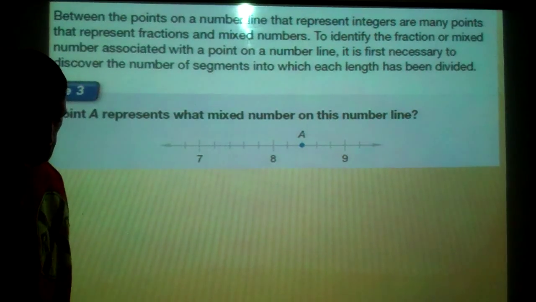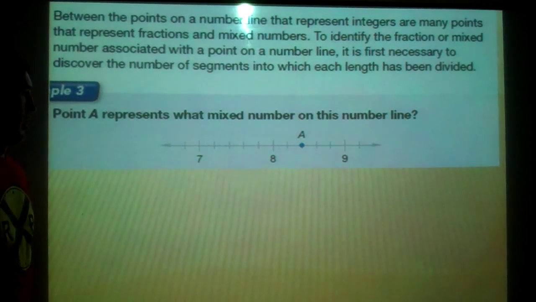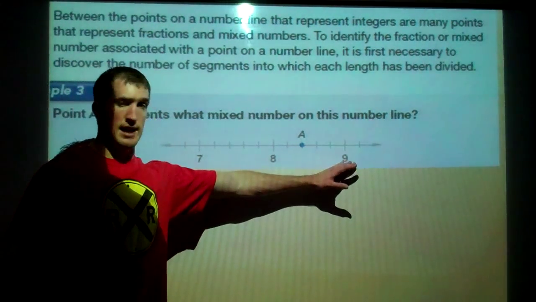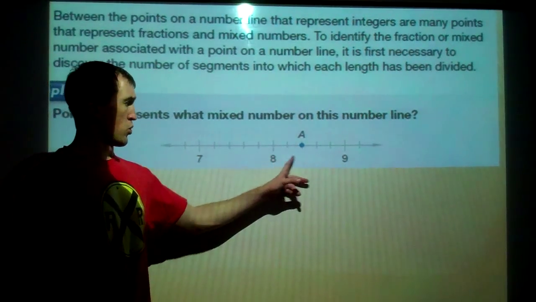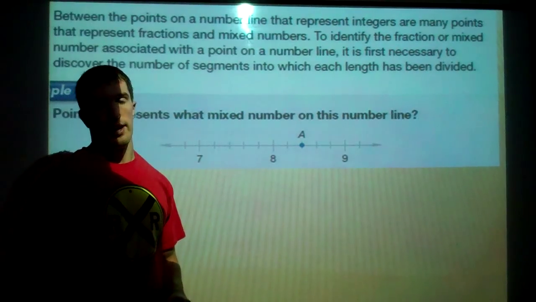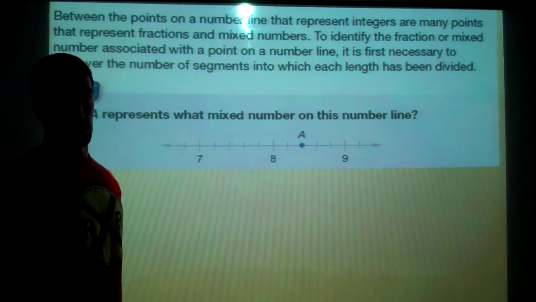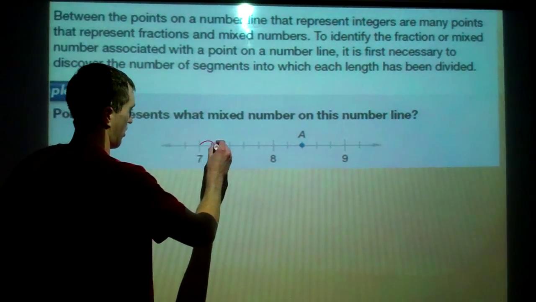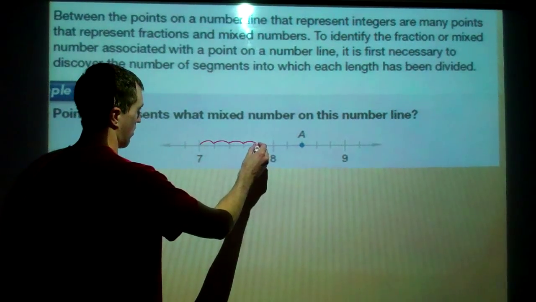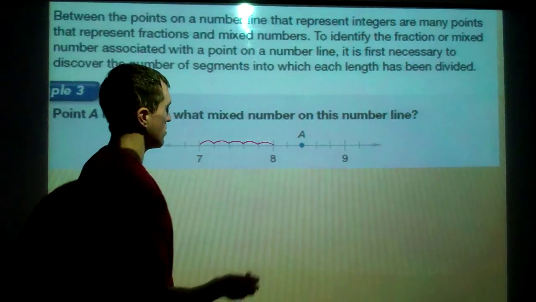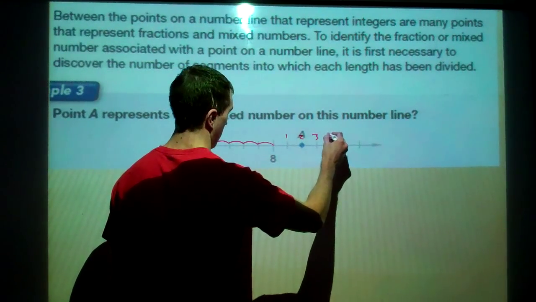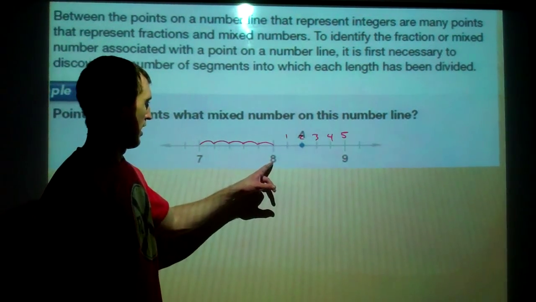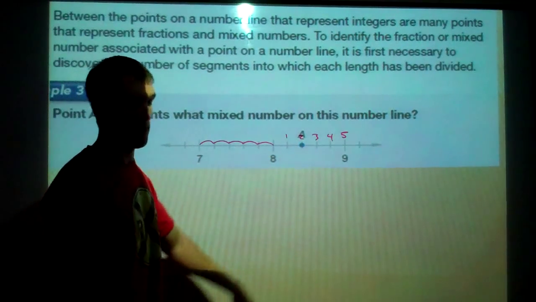Mixed numbers can be represented on the number line, and it's very key to notice what we're counting by. So 7, 8, 9, yes, but we have a number in between 7 and 9, so we know we have a decimal and a mixed number. So we have to figure out how many segments there are between two whole numbers. Looks like we have 1, 2, 3, 4, 5. We're going by fifths, 8 and 2 out of our 5 possible segments.